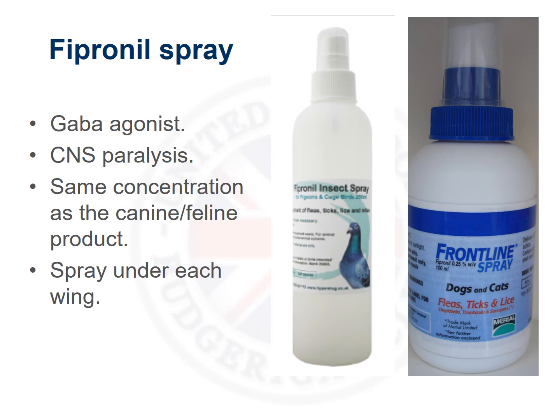So the first one you'll have here, and I'll put a pigeon product up here, I've also got a dog and cat product up here as well, is fipronil, a quite commonly used product, quite nice. It's a GABA agonist, paralyzes the mites. The pigeon spray one is the same as the feline canine product, to be honest, and you put a little spray under each wing, and it's quite commonly used as an ongoing thing for other species. Certainly it's used quite commonly in canaries, for example, or the pigeons, more than the budgies.